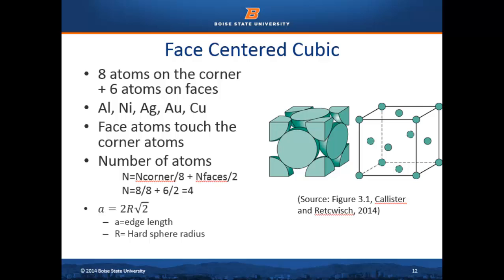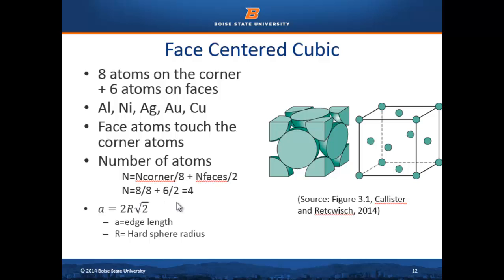Now let's move on to the face-centered cubic unit cell. Face-centered cubic unit cell consists of atoms on the corners of the unit cell and 6 atoms on the 6 faces of the unit cell. Some of the elements that show a face-centered cubic unit cell are aluminum, nickel, silver, gold, and copper. In the FCC crystal structure, face atoms touch the corner atoms as seen here. Number of atoms present in FCC is 4.